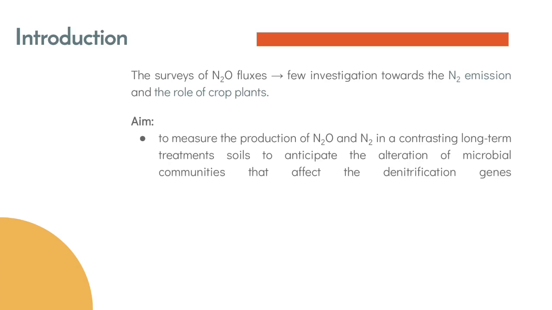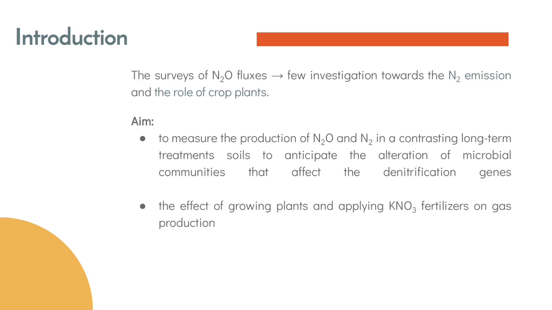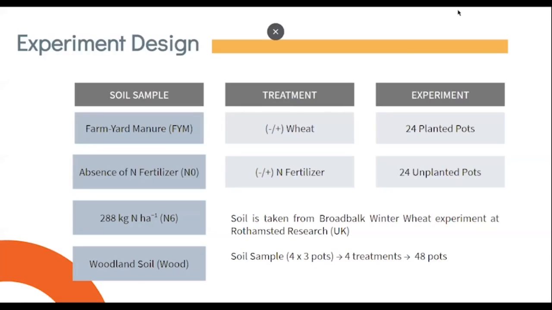Hence, the aims are to measure the production of nitrous oxide and nitrogen in contrasting long-term treatment soils, to anticipate the alteration of microbial communities that affect the denitrification genes, and the effect of growing plants and applying KNO3 fertilizer on grass production. In these experiments, different fertilizer and N rates have been applied consistently to winter wheat. We chose plots that receive farmyard manure, no N fertilizer, and 288 kg of N, together with woodland soil. A total of 24 pots were planted with pre-germinated wheat seeds and 24 were unplanted, each with different treatments, with or without wheat and N as fertilizer.